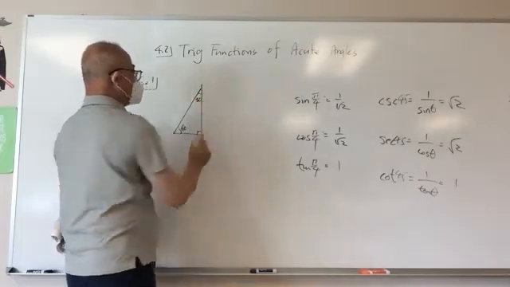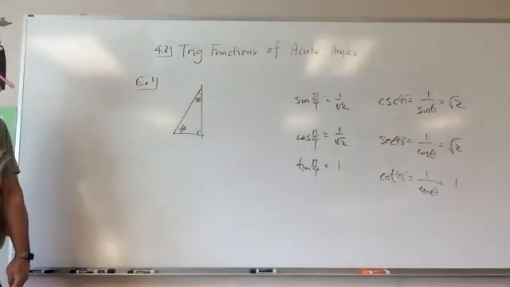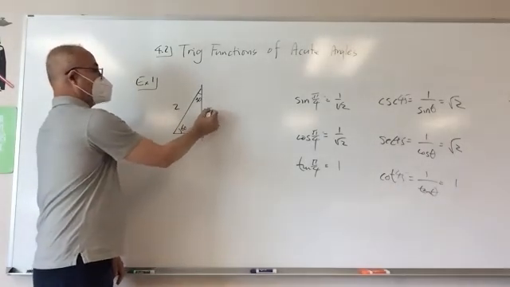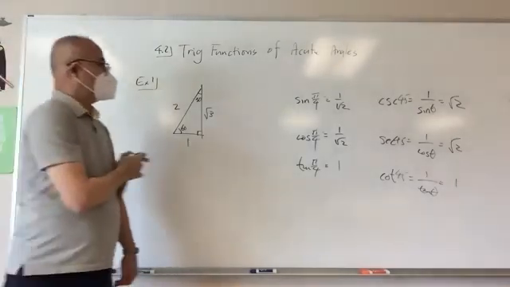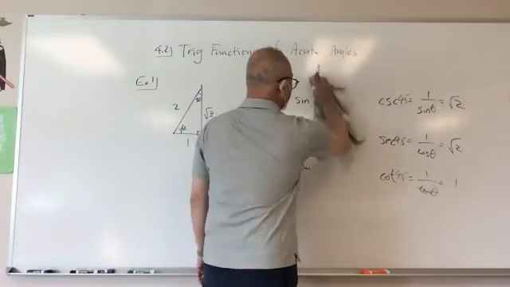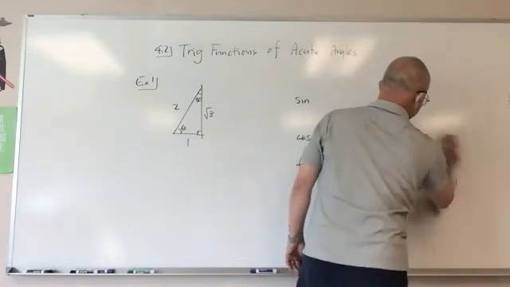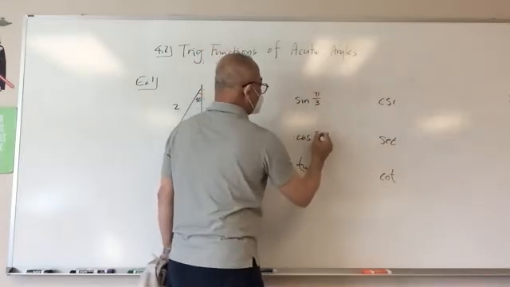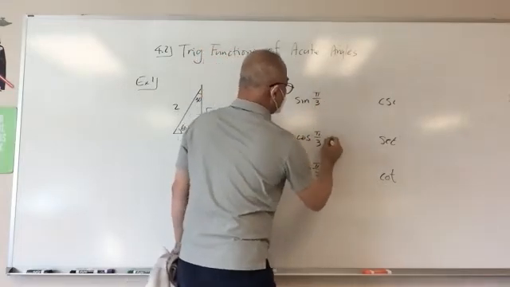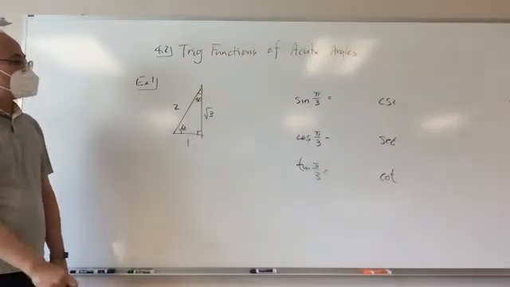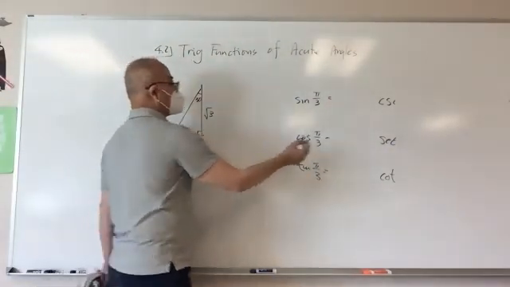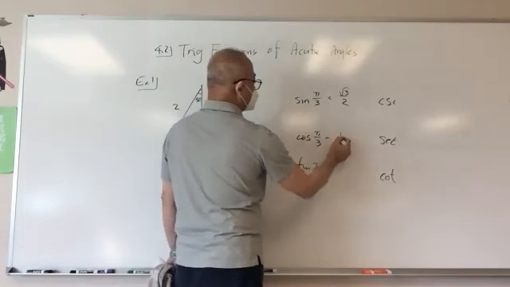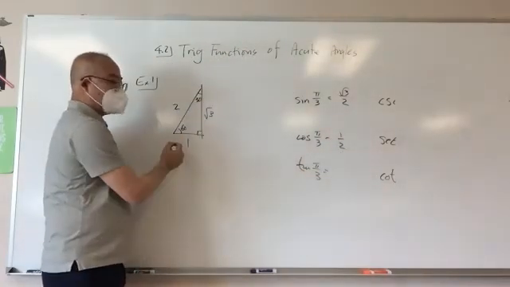The 60, 30, 90 triangle, correct? What is the ratio here? 1, 2, square root 3. What is 60 degrees in radians? Pi over 3. So sine pi over 3 is bottom top, cosine is bottom top, and tangent is bottom top.